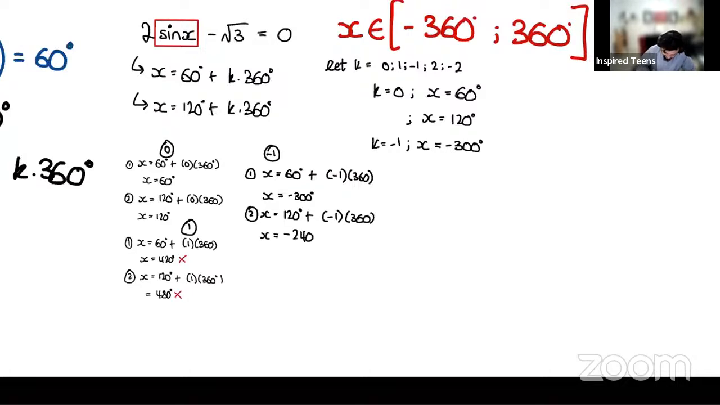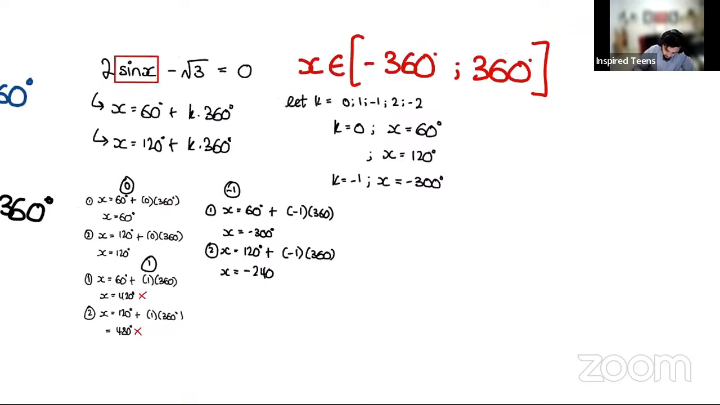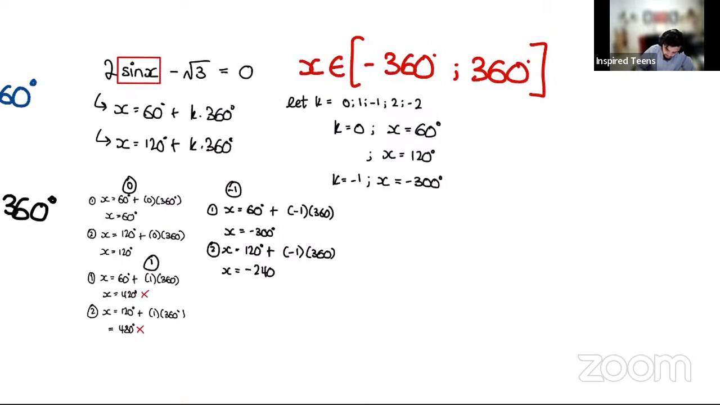So that definitely fits within my interval. Negative 240 is between negative 360 and positive 360. So again, it works for the second equation. So while k is equal to -1, the second value for x that fits within the interval is negative 240 degrees. Now, when you try to plug in 2, so obviously we did 0, we did 1, we did -1. Let's try 2.